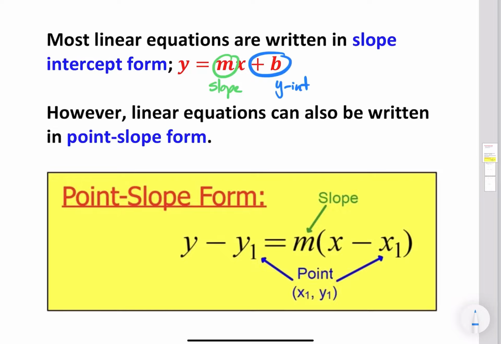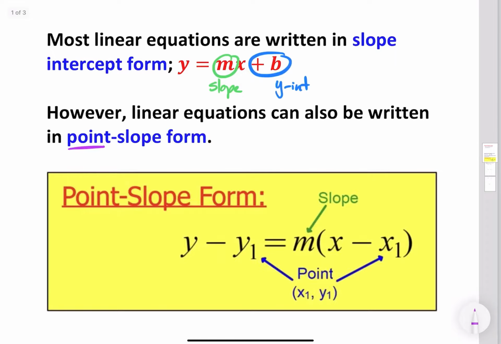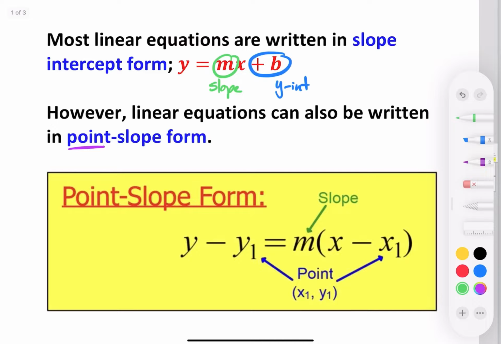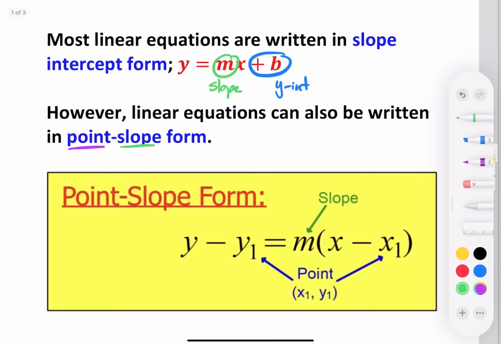Okay, so we could also write out our linear equations in point-slope form. Now, point-slope form basically means that we need to have a point and we have to have a slope. So if we're given a point and we're given a slope, we can go ahead and write out our equation in this point-slope form. So the point-slope form is this right here in this yellow box.